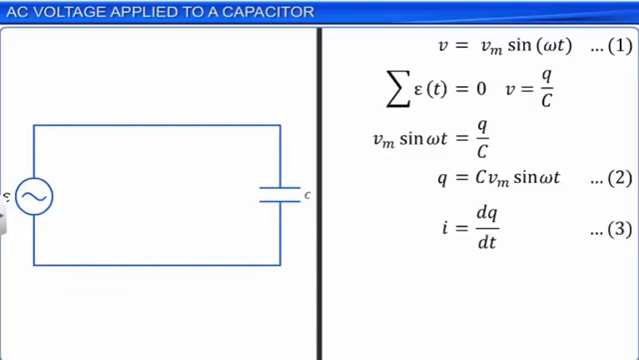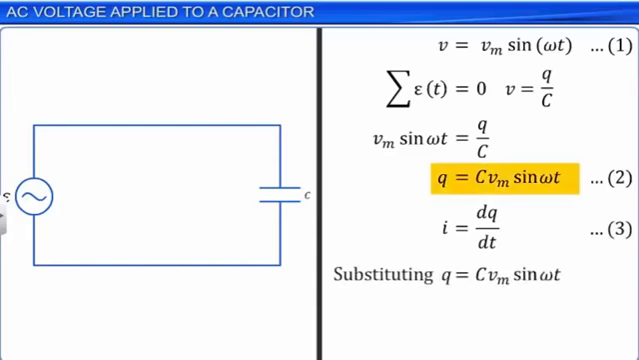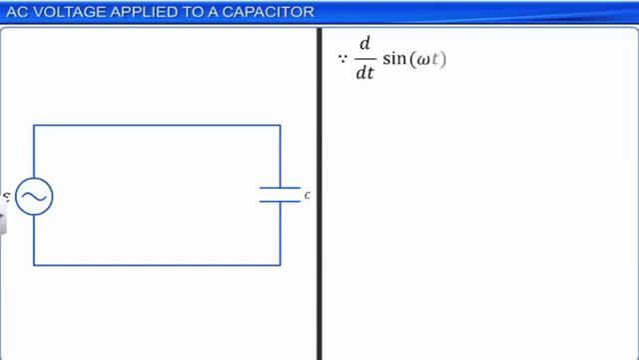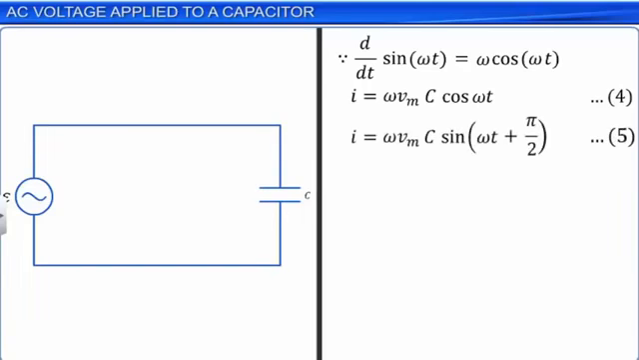Substituting equation 2 in equation 3, we get I is equal to d by dt of C Vm sin omega t. As C and Vm are constants, and as d by dt of sin omega t is equal to omega cos omega t, we have I is equal to omega Vm C into cos omega t. Let this be equation 4. By trigonometric substitution of cos theta with sin of theta plus pi by 2, we get equation 5 as shown. This equation can be represented as I is equal to Im sin of omega t plus pi by 2, where Im is equal to omega Vm C. Let this be equation 6.